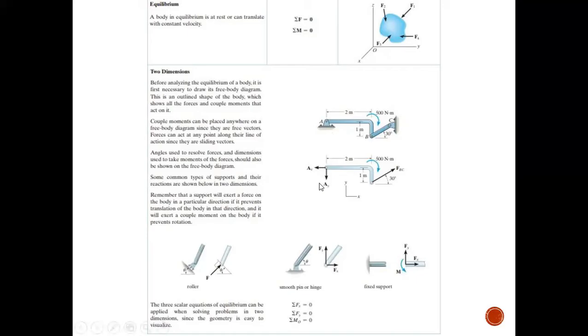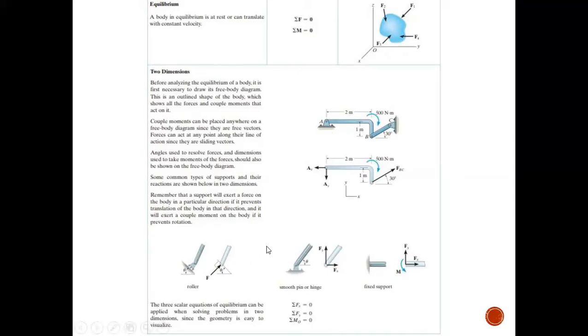So we can see that this is the free body diagram, and we have to list down a lot of things on the free body diagram in order to know what we are doing. Remember that a support will exert a force on the body in a particular direction if it prevents translation of the body in that direction. It will exert a couple moment on the body if it prevents rotation.